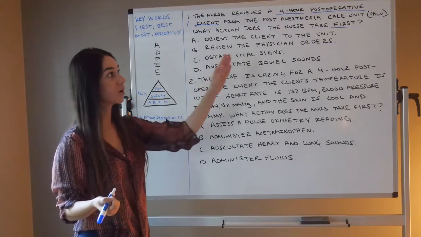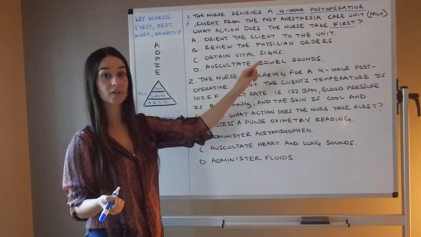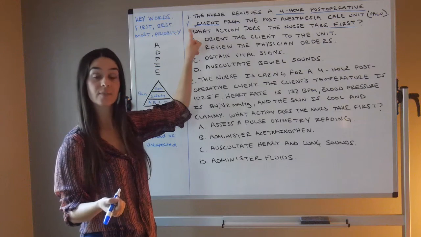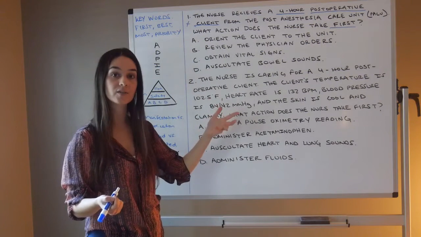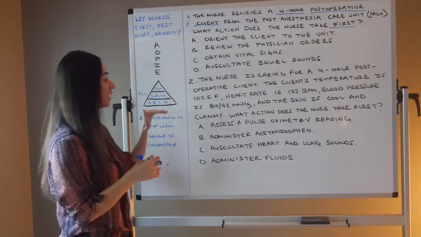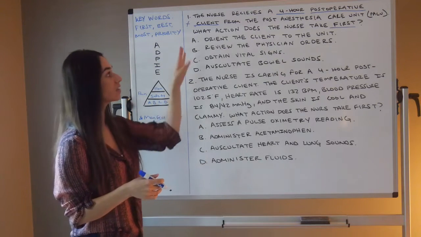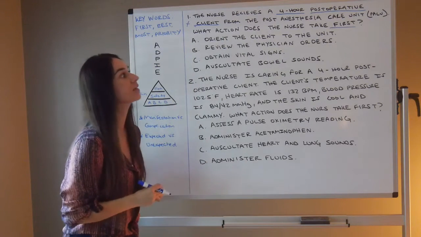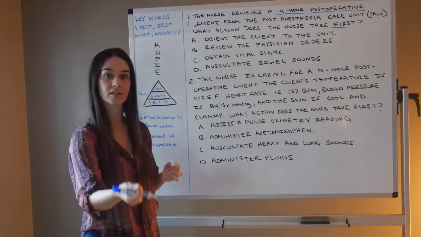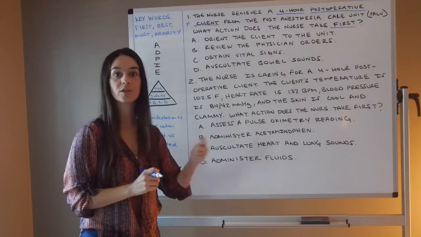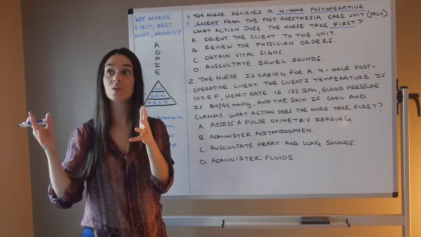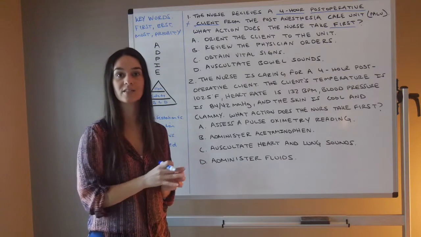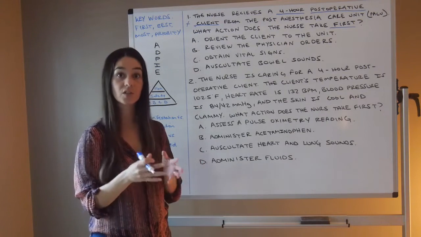And your topic is a post-operative client. What do you do first? I better assess something according to my post-operative client, and it better always be according to Maslow's. So let's label our answer choices. Orient the client to the unit. That means here's your call bell. Here's your remote control. This is where your TV is. This is where your bathroom is. Making them comfortable to the unit.